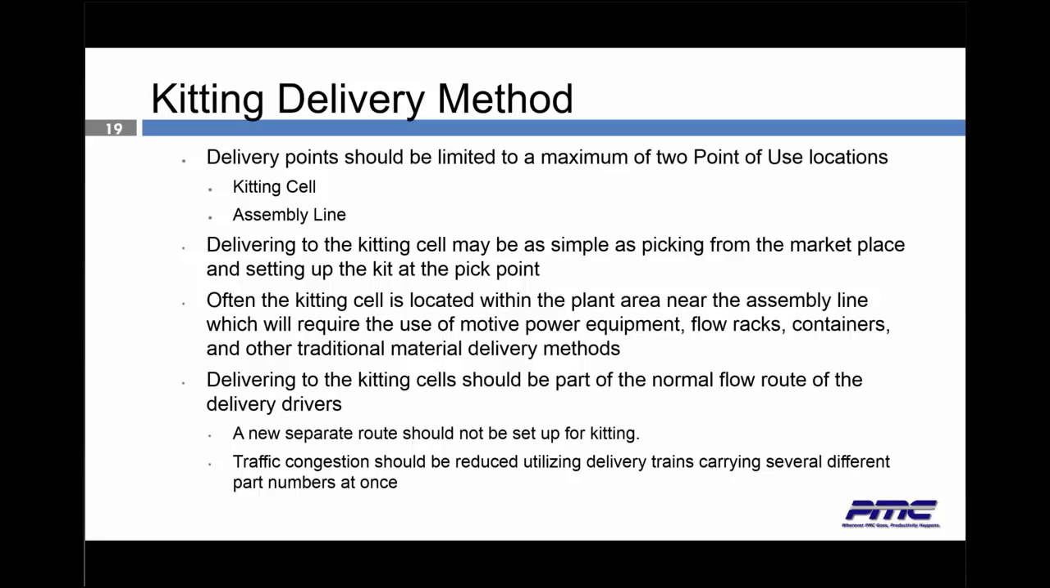New separate routes should not be set up for kitting unless it's absolutely essential. You should try to integrate the flow routes with the current material flow to reduce head count, to allow you to be more effective and efficient. Traffic congestion should be reduced. Utilizing trains carrying several different part numbers at once is always a good idea.